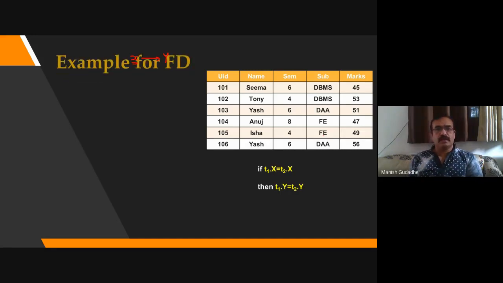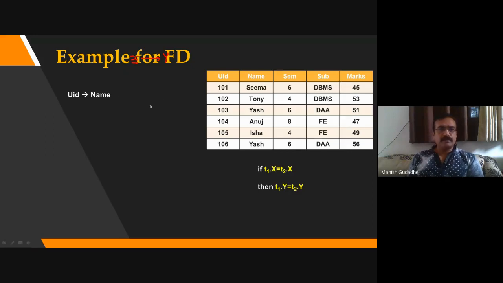So let us take an example. Is it a correct FD? UID determines name. If I have the value of UID, will I be able to get the name? Yes, I can determine it. So UID can determine name. I can say that this functional dependency exists on this table: name is functionally dependent on UID. If I have UID with me, I can determine the name. This FD exists.